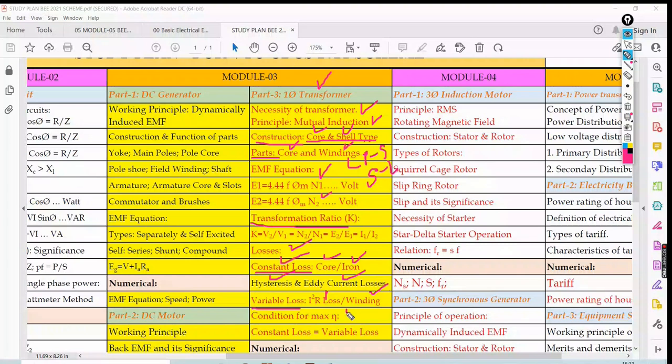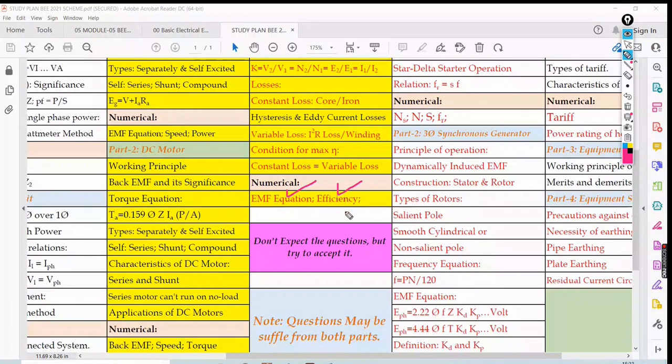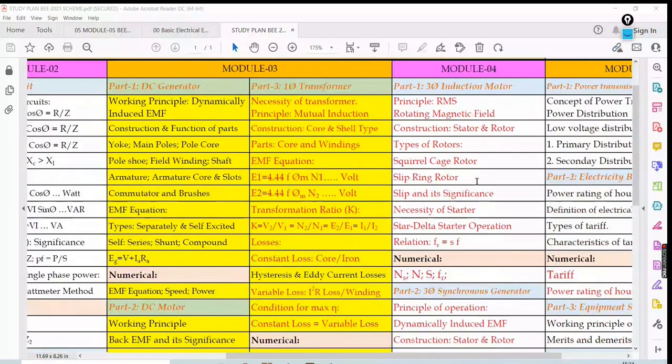Then the condition for maximum efficiency: whenever the constant loss is equal to the variable loss, we can achieve the maximum efficiency. Okay, this derivation you must practice. This is important from the examination point of view. Then the problems are based on the EMF equation and efficiency of the transformer. Okay, all these things are with respect to the transformer.